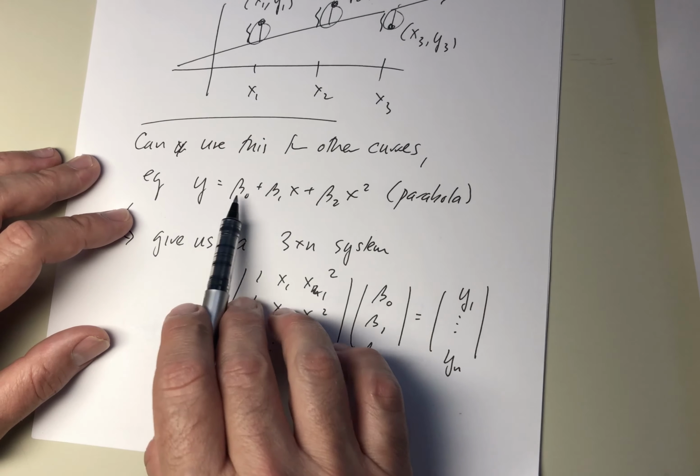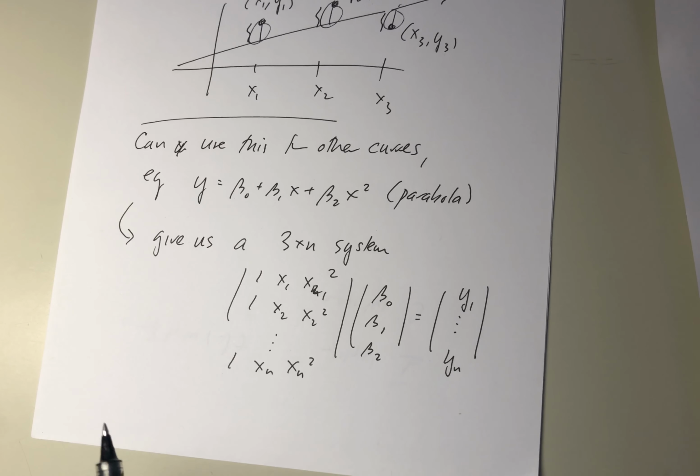The unknowns, again, are your 3 coefficients for the parabola, and you do the same thing.